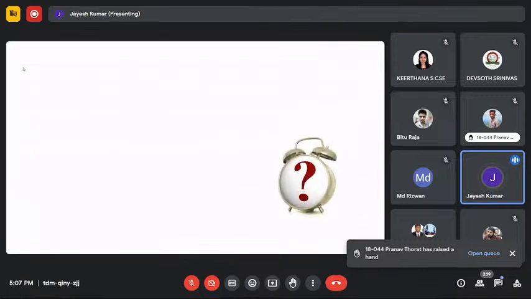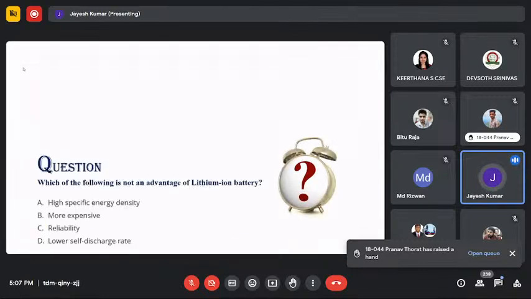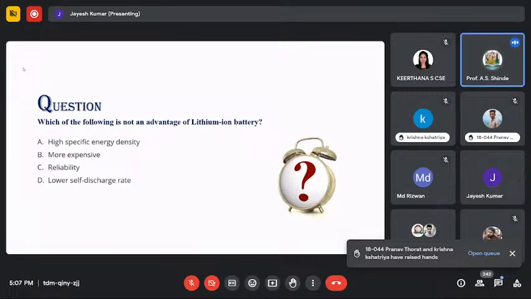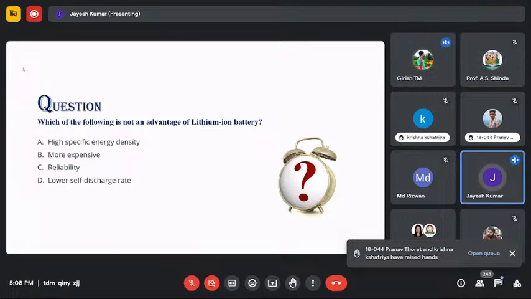So I want to ask a single question about the lithium-ion battery only. Which of these is not an advantage of the lithium-ion battery? Why? The options are visible on all of your screens. Can anyone turn on your mic and say what was the reason behind it and why you have chosen that answer? Low self-discharge rate, sir. Low self-discharge rate. No, it's not correct.